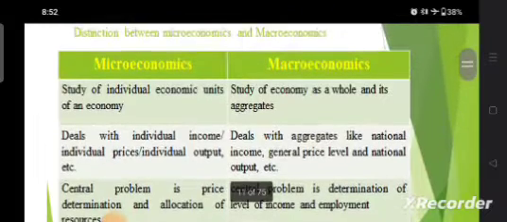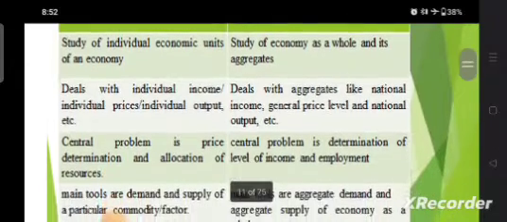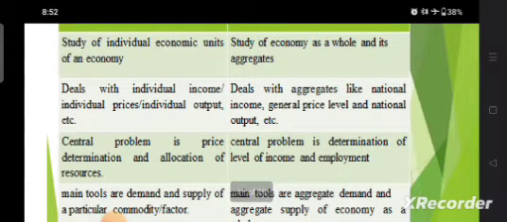Let us see a few differences between microeconomics and macroeconomics. Microeconomics is the study of individual economic units of an economy, like studying how your organization is affected. Macroeconomics is the study of the economy as a whole and its aggregates. The whole country is studied, or another country, and the effects of any changes in it. In microeconomics, it deals with individual income, individual prices, individual output, etc.